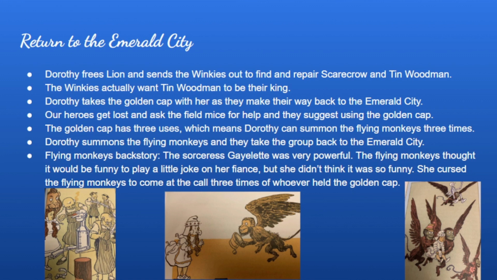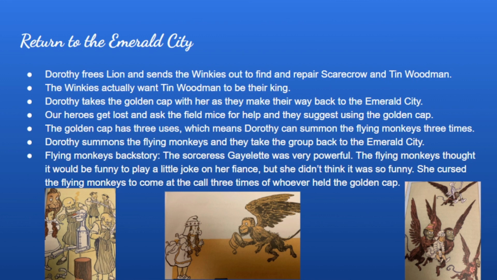Now, on their way out, Dorothy takes the golden cap. She doesn't know it's magic. She just takes it because it's a pretty cap. The group actually gets lost on their way back to the Emerald City, and they call the field mice to see if they can help. The queen of the field mice says that Dorothy should try using the cap, and the magic words are inside the cap. Dorothy uses it, and the flying monkeys must obey her.